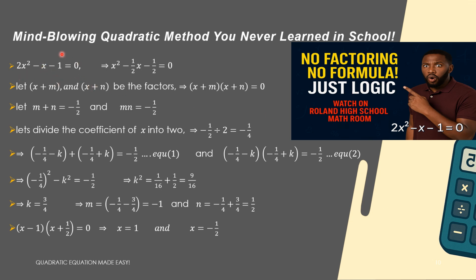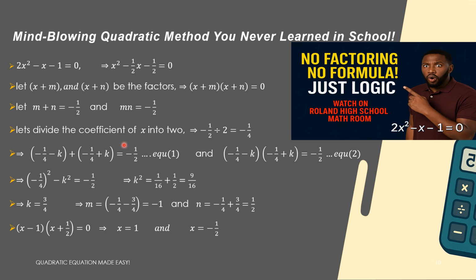Now we have the quadratic equation in this form. We divide each term by 2 to obtain this particular expression. And we all agree that after complete factorization, our expression will be of the form (x plus m)(x plus n) equal to 0. Our task is to find the value of m and the value of n. Here, m plus n is equal to negative 1 on 2, which is the coefficient of x in this particular expression. And m times n is also equal to negative 1 over 2.